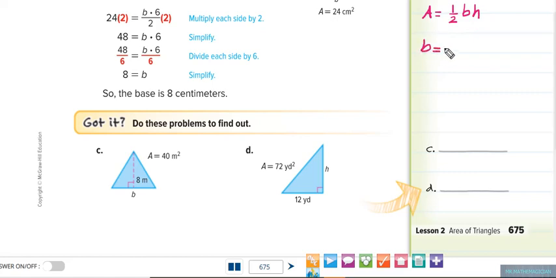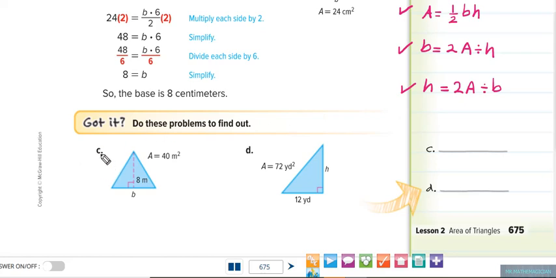equals 2 area, means 2 times area, divided by the height. If you want to find the height, 2 area divided by base. So this one, you want to find the area, use this one. If you want to find the base, use this one. If you want to find the height, use this one.